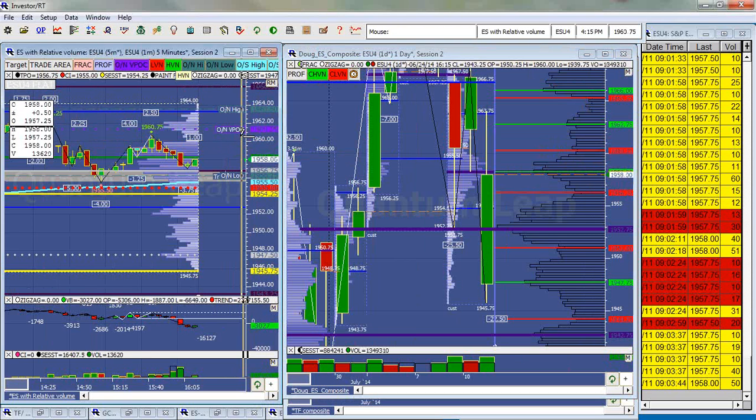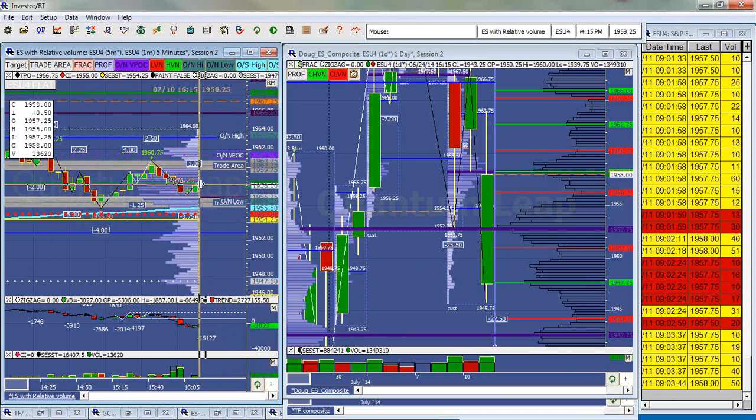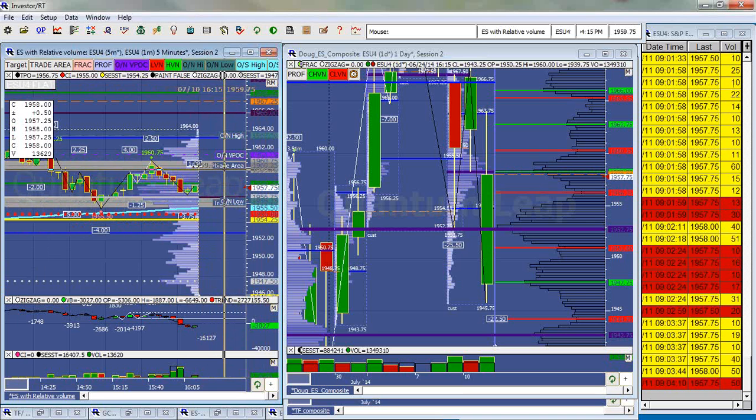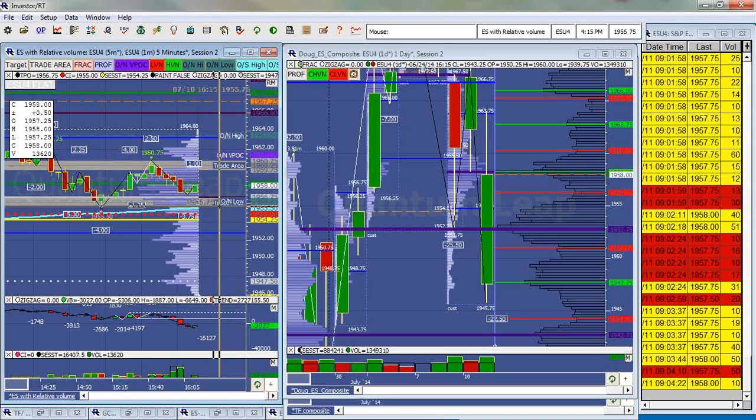These are my two trade areas. I'm not going to try to take trades in between this area because there's no edge. But if we come up and we reject this 1960.25 and the sellers take control, I'd be looking for a rotation down towards the VPOC and the overnight low and that key level CLVN at 56.25. Same thing on the other side.